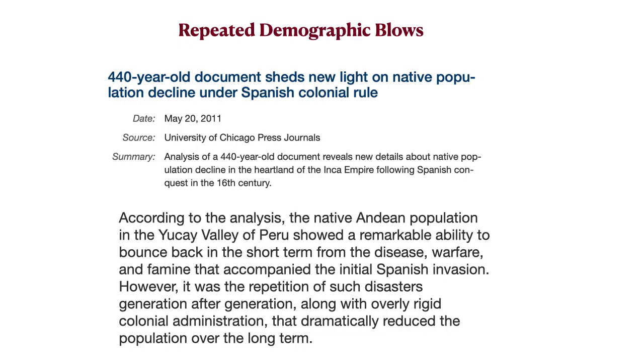An interesting article from 2011 based on a document for the time shows that the native Andean population in one valley in Peru showed a remarkable ability to bounce back from the initial Spanish invasion and smallpox epidemic. However, it was the repetition of such disasters generation after generation, along with overly rigid, that's one way of putting it, colonial administration that dramatically reduced the population over the long term.